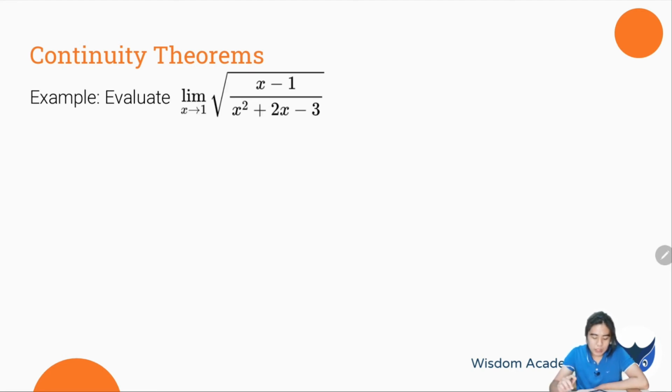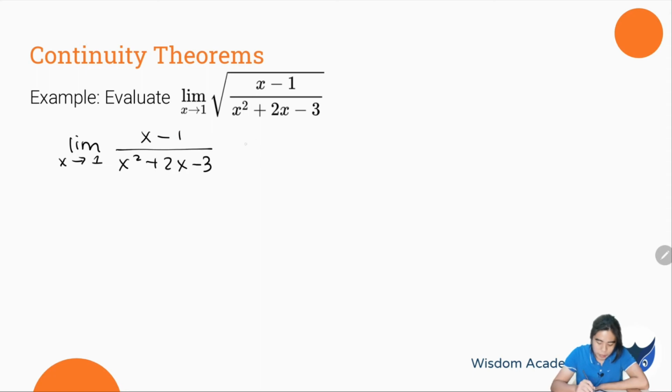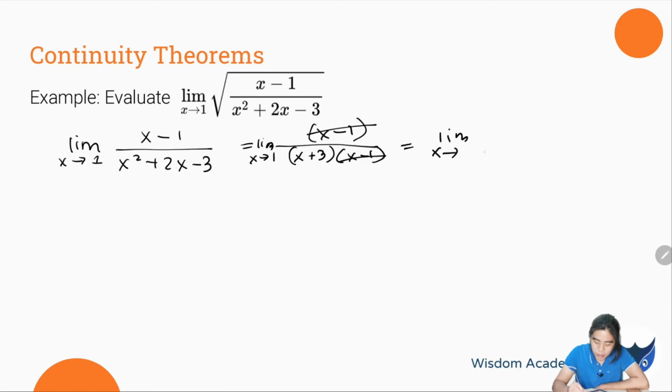So, example, we will evaluate this function. So, una, try muna natin yung kunin yung limit nung nasa loob ng square root. So, by direct substitution, makukuha natin is 1 minus 1 over 1 plus 2 minus 3. So, this will be equal to 0 over 0. So, kailangan natin mag-cancel out. So, by factoring the denominator, we will get, so we can cancel x minus 1 here. So, magiging limit as x approaches 1 of 1 over x plus 3. Directly substituting 1 here, we can get 1/4.